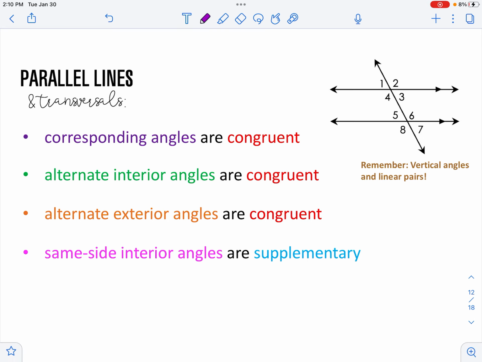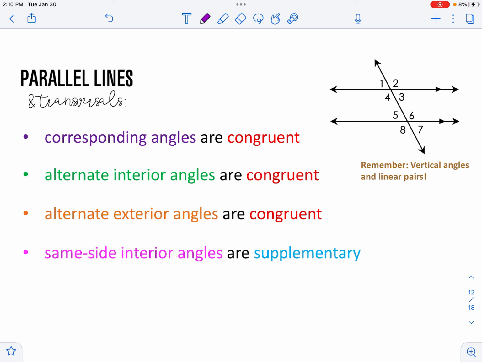So as a reminder, corresponding angles would be like 1 and 5 are corresponding. They're on the same side of the transversal and they're in the same position. And there are others as well. Alternate interior angles are also congruent. So things like 3 and 5 would be alternate interior angles. Alternate exterior angles like 1 and 7 are also congruent.